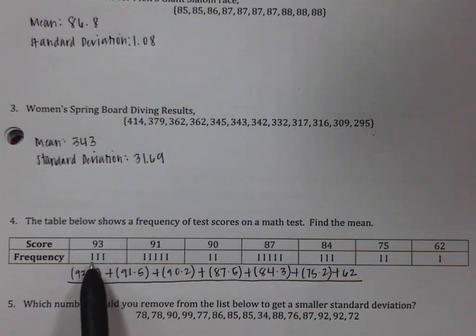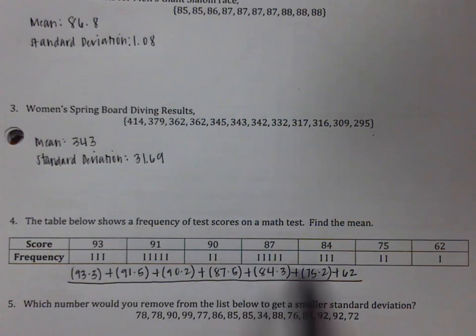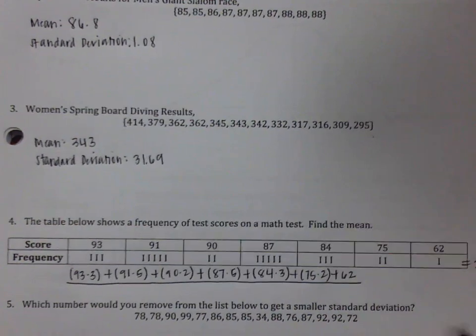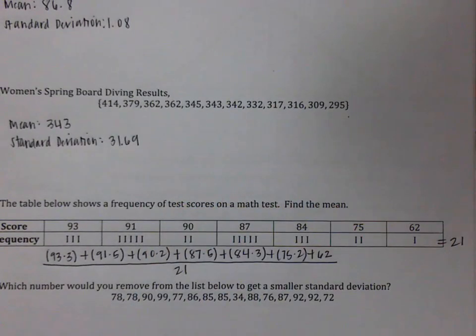So to do that, that would be 3 plus 5, so 8, 10, 15, 18, 20, 21. So all of those data values added up to be 21. So I'm going to divide by 21. And then I'm just really going to do that math in my calculator.